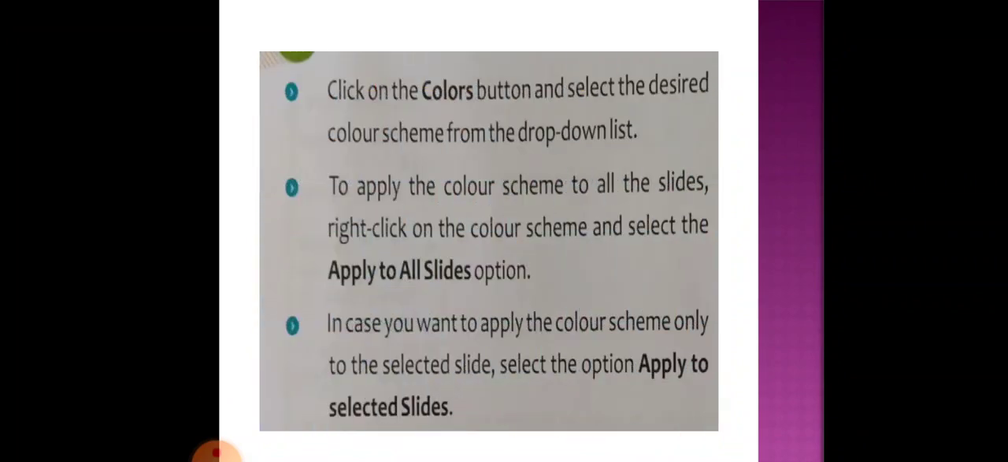Click on the Colors button and select the desired color scheme from the drop-down list. To apply the color scheme to all the slides, right click on the color scheme and select the Apply to all slides option.